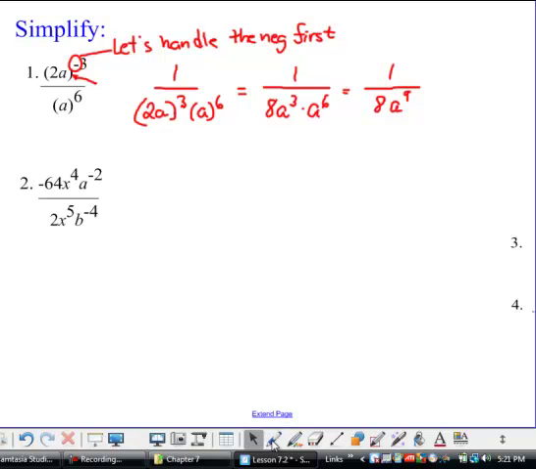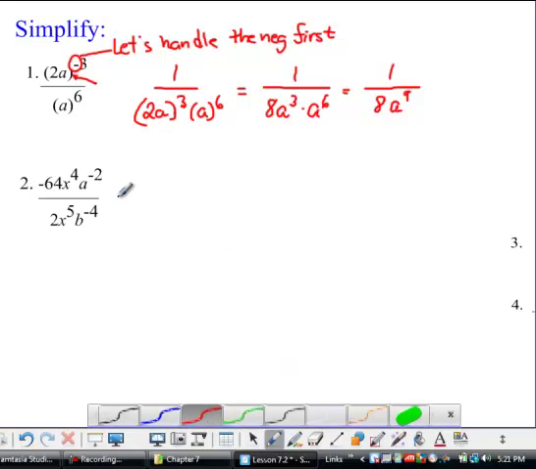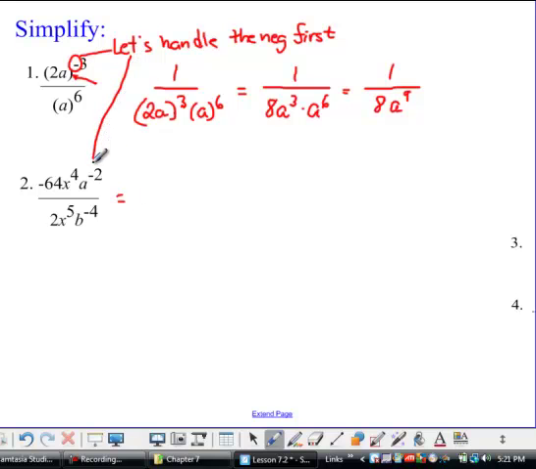All right, question 2. When I look at this, same thing. Let's handle all the negative exponents first. And that simply means flip them. Negative 64 can stay. X to the fourth can stay. But a to the negative 2 gets flipped. So that means a squared goes on the bottom. All right, 2x to the fifth can stay on the bottom. But b to the negative 4 flips, so it actually goes to the top.